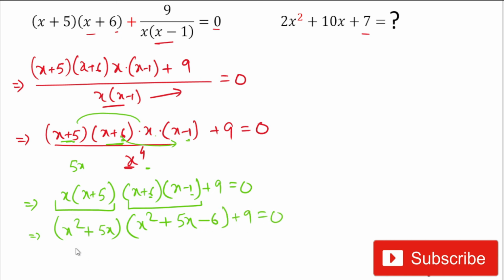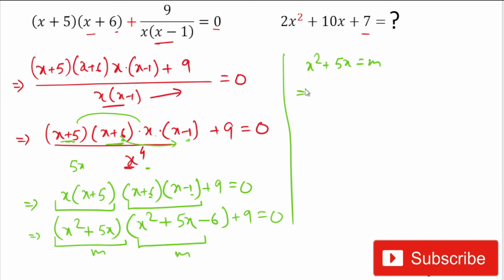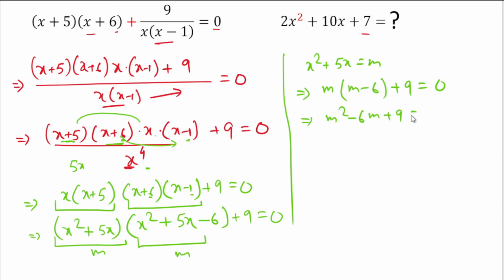Now for further solution of x, we will let this term x square plus 5x as m. So we'll write it here, x square plus 5x is equal to m. Then this term will also be m. So here the equation will be m times m minus 6 plus 9, that is equal to 0. Now we'll multiply, it will be m square minus 6m plus 9, that is equal to 0.